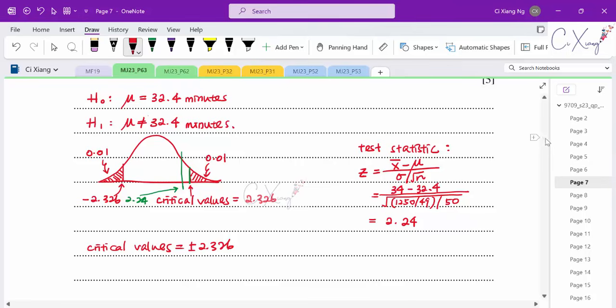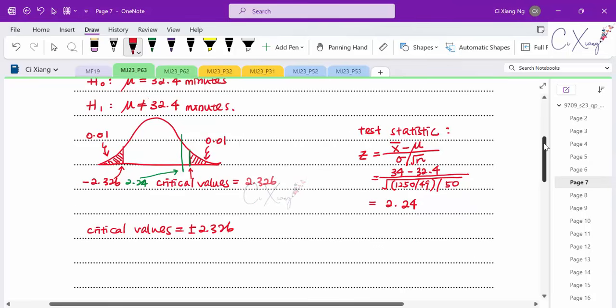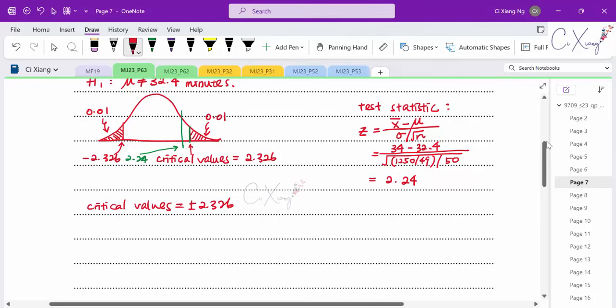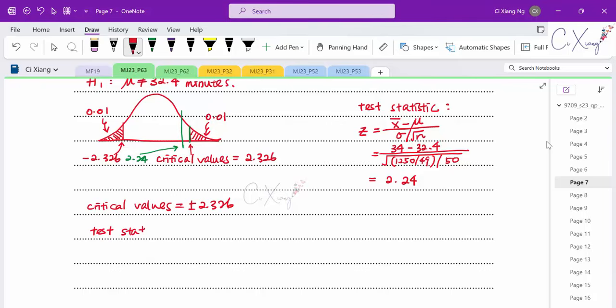Okay, so before you can make any conclusion, what you are going to do is you need to do a comparison. We are comparing, right? So you can write the reason here. You observe that, oh, test statistic, which is equals to 2.24. And you can see very clearly that it is smaller than the critical value, which is equals to 2.326.